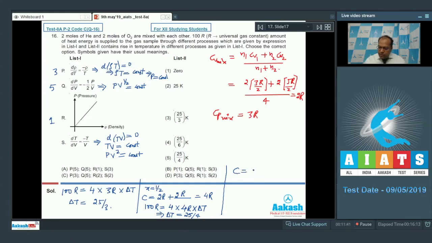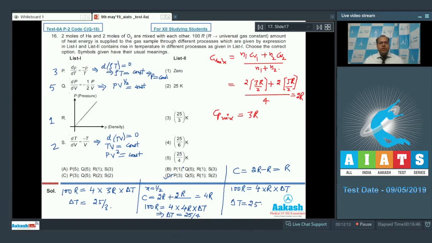So the value of C can be written as 2R plus R divided by 1 minus 2, so minus R. It comes out to be R. So 100R is equal to 4 into C, that is R, into delta T. From here, the value of delta T comes out to be 25 Kelvin. So 2 is the correct matching. If we check the options, then option D is the correct answer. So the correct answer for question number 16 is option D.